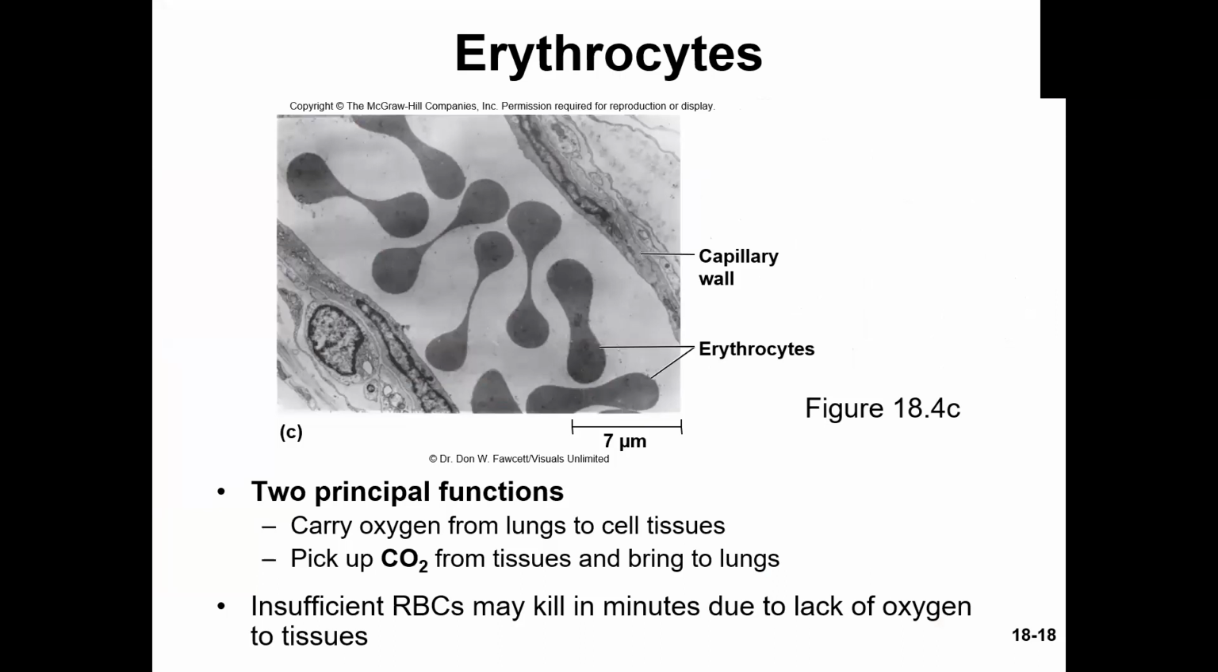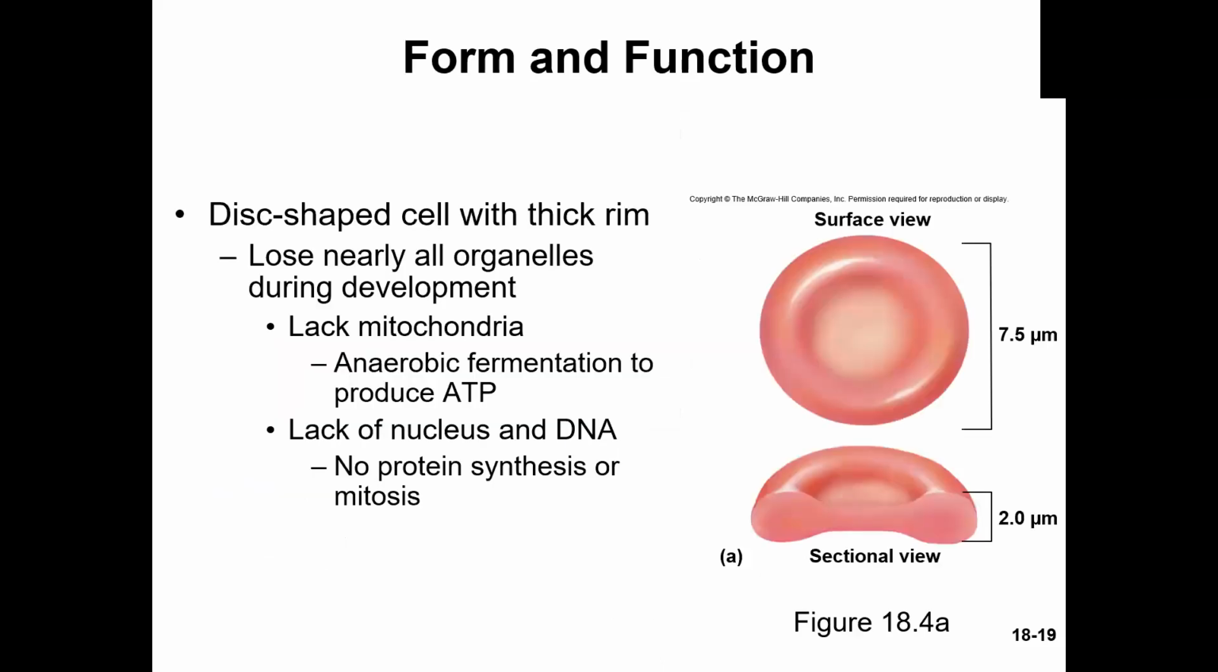We already have touched on this, but the two principal functions of an erythrocyte are to carry oxygen from the lungs to the cell, and to pick up carbon dioxide from the tissues and bring it to the lungs. And this has to be a system that functions highly, because any lack of oxygen, even if only for a few minutes, will cause necrosis, or cell and tissue death.